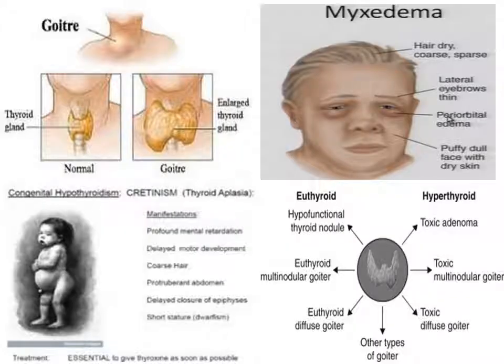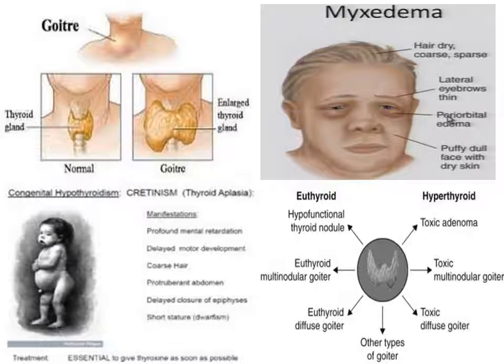Then you can see the different structures: a normal thyroid gland and goiter, the enlarged thyroid gland. Then myxedema: dry hair, coarse hair, thin lateral eyebrows, periorbital edema, puffy dull face with dry skin. Then you can see the cretin child, who is mentally retarded. The manifestations are profound mental retardation, delayed motor development, coarse hair, protuberant abdomen, delayed closure of epiphyses, short stature, dwarfism. Cretinism is also considered dwarfism. The child will be small and won't grow in height.